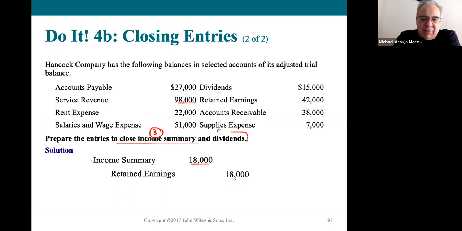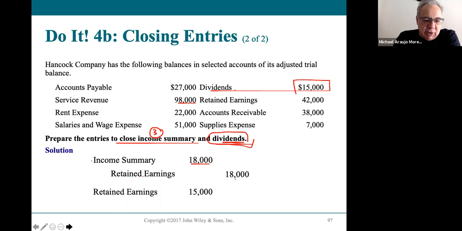The last thing we have to do, the 4th step, is dividends. And they paid 15,000 in dividends. This is sitting on the debit side of the dividends account. We have to close that and move it to retained earnings. So we move the debit to retained earnings and close the dividends account with a credit.